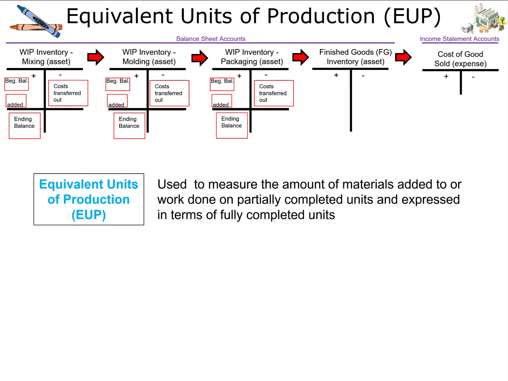Equivalent units of production, EUP for short, is used to measure the amount of materials added to or work done on partially completed units and expressed in terms of fully completed units.